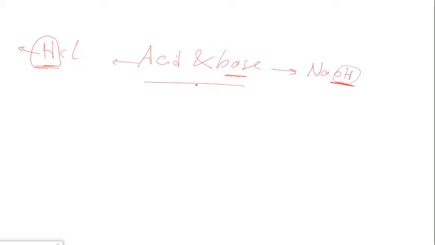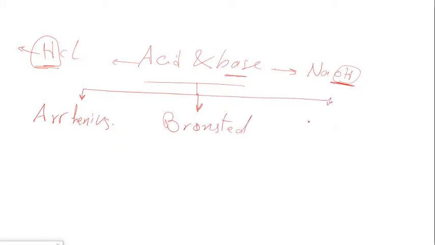So for acid and base, there are three ways of looking at them. The first one is according to Arrhenius' point of view. The second is Bronsted acid and base, and the third one is Lewis theory for acid and base.